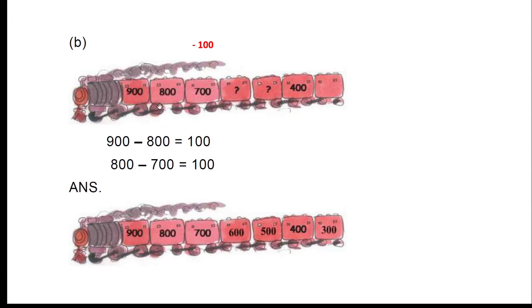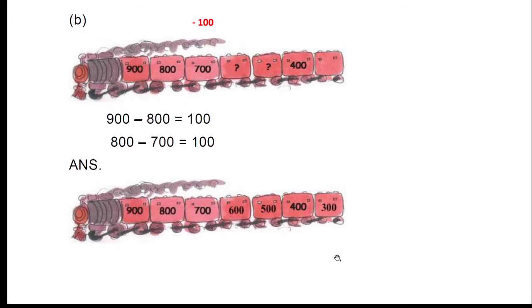Okay, so 900 minus 800 equals 100. 800 minus 700, again we are getting 100. So what we have to do, we have to subtract 100. So 700 minus 100 equals 600. 600 minus 100 equals 500. In this way you have to continue the pattern.